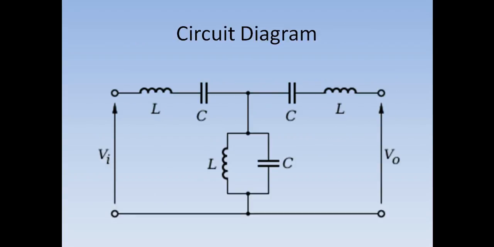Here is the circuit diagram of the band pass filter. There is also something called a band stop filter, which we are not discussing at this point. A band stop filter passes frequencies outside a frequency band and blocks or attenuates frequencies inside the band. So basically the opposite of a band pass filter, but we are not discussing that right here.